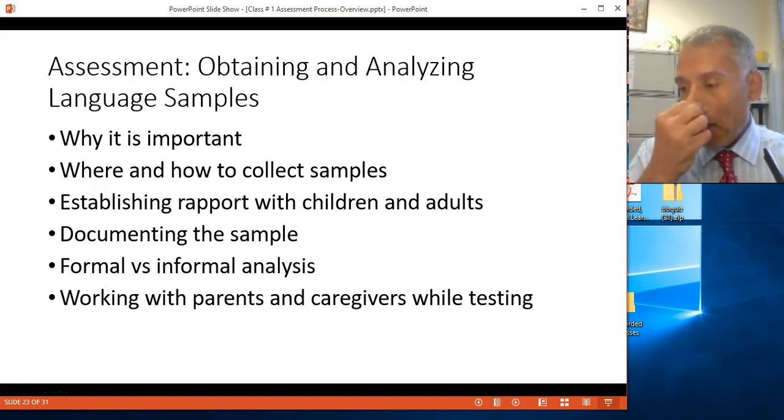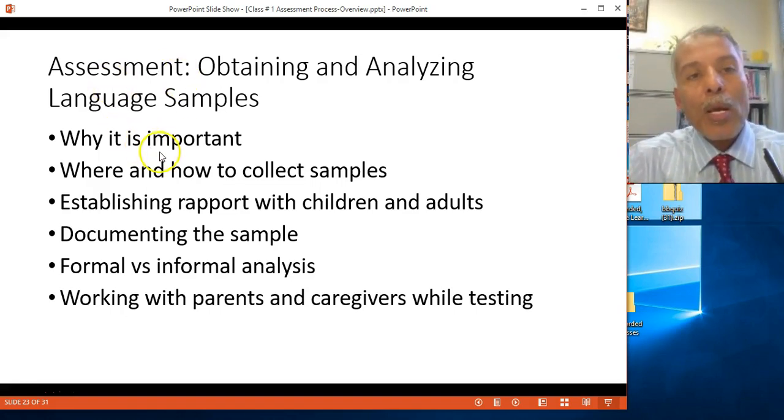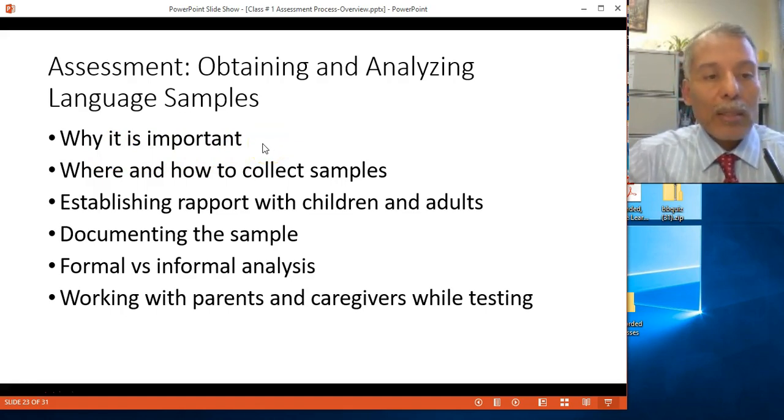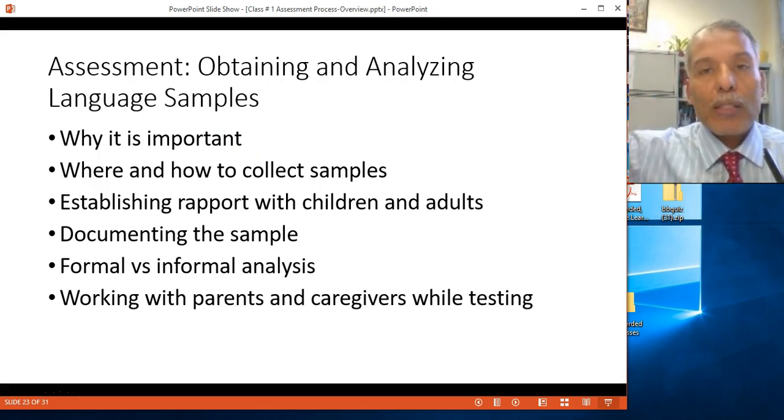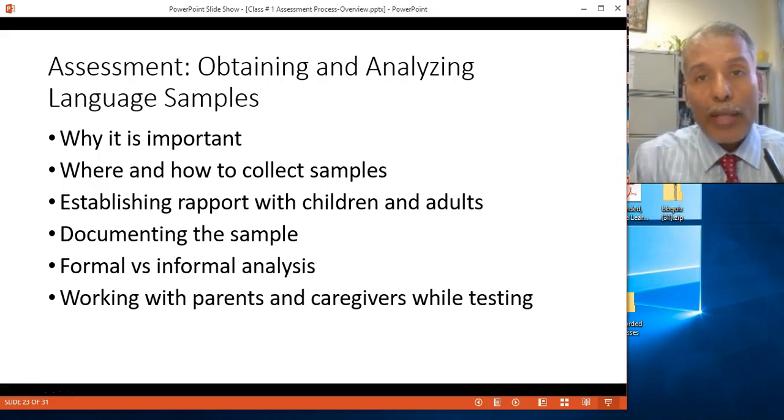So whatever language they use on a functional basis day to day is going to give you an idea about how they perform. And you can use that to derive, you say these are their strengths, these are the areas of weakness or areas of need in an objective way, based on what they can and what they cannot do.